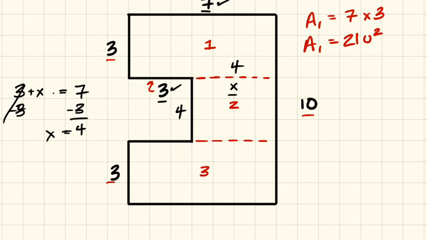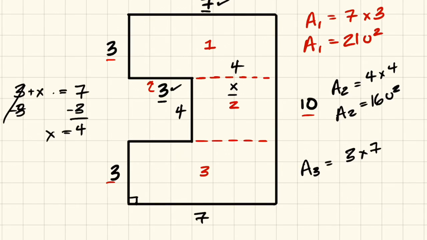So then area 2 is 4 times 4. Area 2 equals 16 units squared. And I'm not done. I keep on going. Now what I do know here, this is the easier one, is if you look at box 3, if the top is 7, then the bottom has to be 7, as long as, again, keep in mind those right angles. So then area 3 is 3 times 7. Area 3 equals 21 units squared.